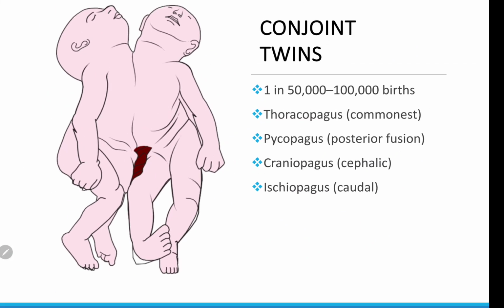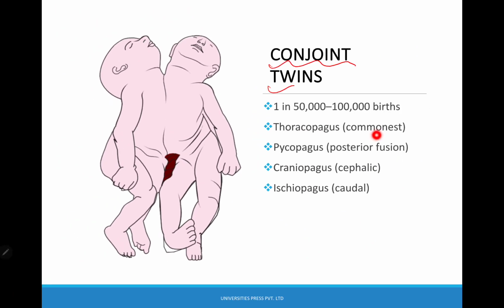What is this? Conjoined twins or Siamese twins. It is 1 in every 5,000 to 100,000 births that is going to be a conjoined twin. Thoracopagus means the thorax will be attached. Thoracopagus is the most common conjoined twin. It is a very important MCQ. Which is the most common conjoined twin seen? It is going to be thoracopagus.